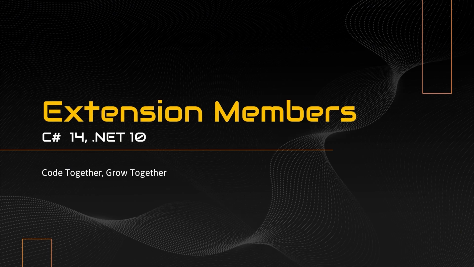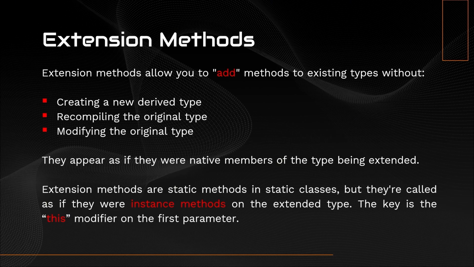But first, let's revisit extension methods and what we had before C# 14. Extension methods allow you to add methods to existing types without creating a new derived type, recompiling the original type, and modifying the original type. They appear as if they were native members of the type being extended. Extension methods are static methods in static classes, but they are called as if they were instance methods on the extended type. The key is the this modifier on the first parameter.